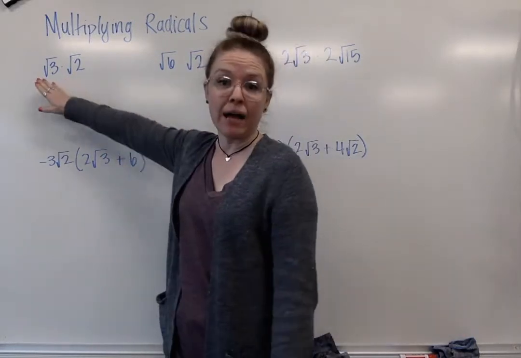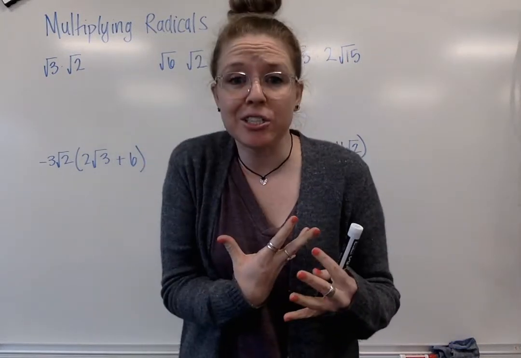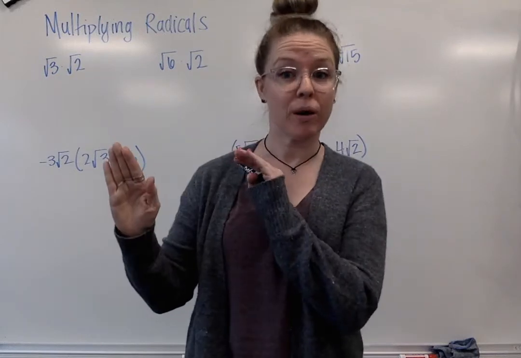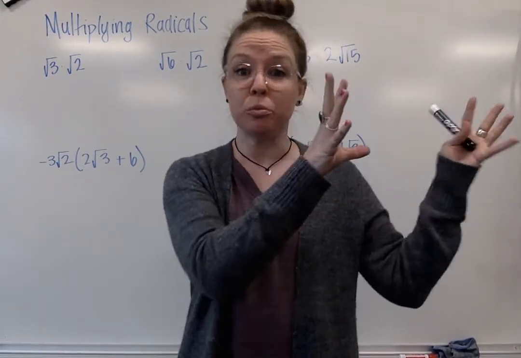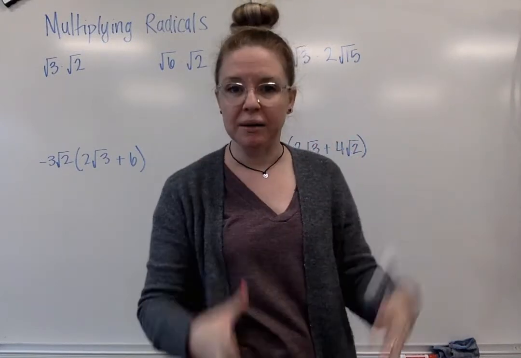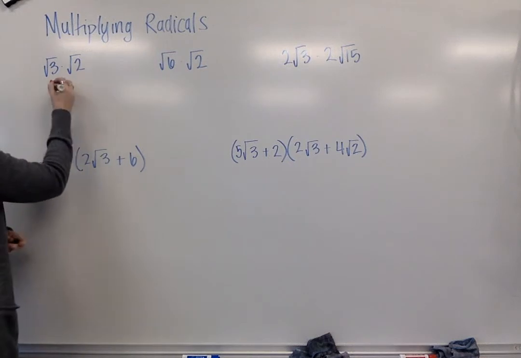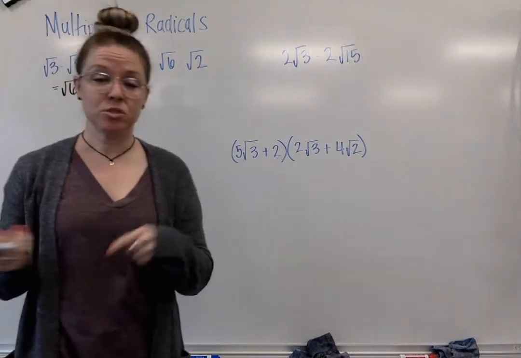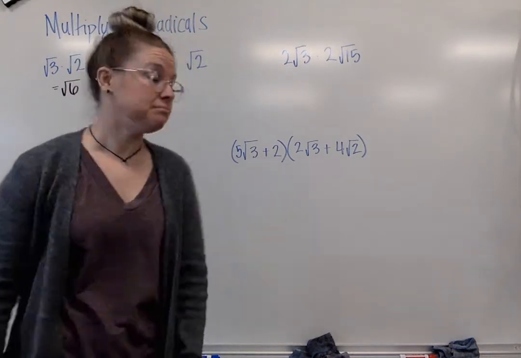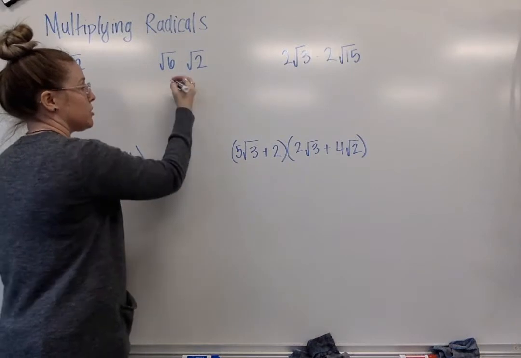For example, I have the square root of 3 and the square root of 2. With radicals, we're going to go ahead and just multiply them together. As long as it's a square root and a square root, multiply them together. Same with cube roots to cube roots. So here, the square root of 3 times the square root of 2 is simply the square root of 6. Boom, done. Okay?